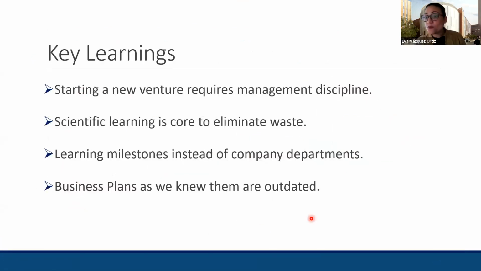Key learnings from Lean Startup. Starting a new venture requires management discipline. Just as in the scientific method, you need to be very disciplined. You need to record your findings. You need to learn. You need to understand what exactly you're testing and why you're testing it, what exactly I want to see and test in my minimum viable product. What's the kind of data I want to gather?